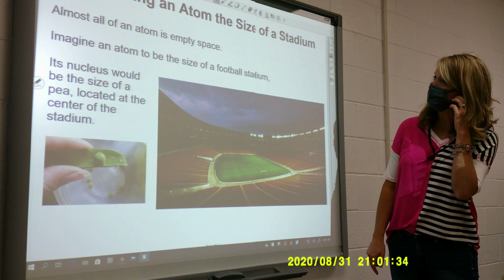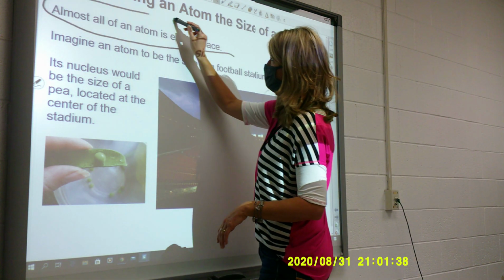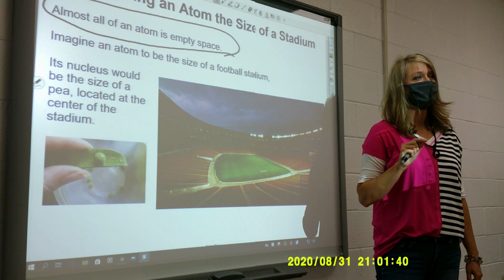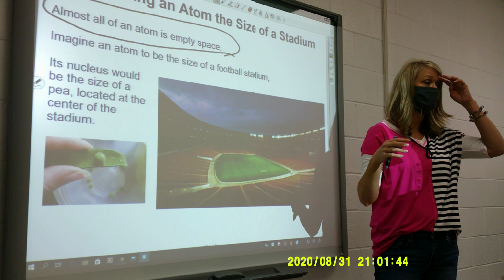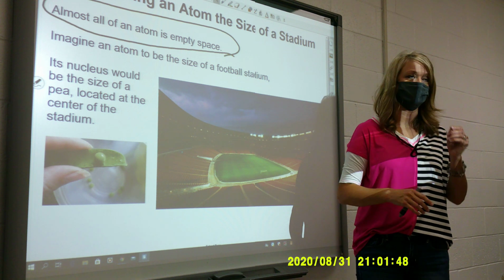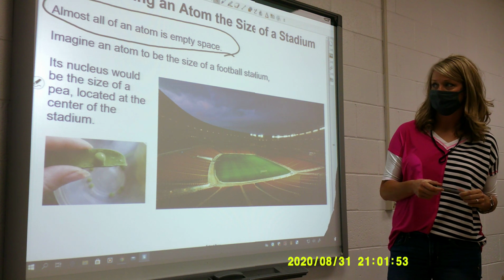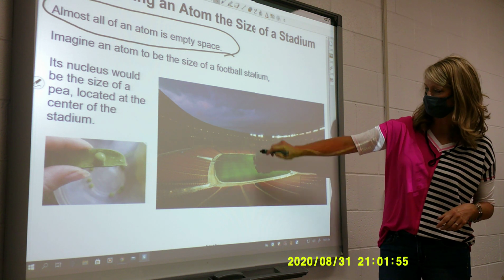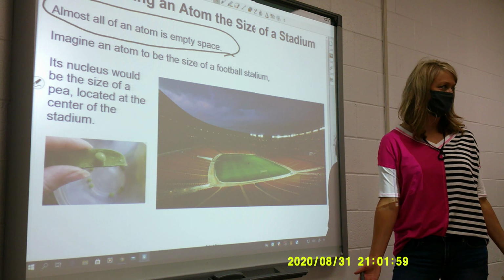Imagine an atom the size of a stadium. Almost all of an atom is empty space. Not air, but empty space, because air, even the air in this room, has mass. Empty space is not the same thing as air. Imagine an atom to be the size of a football stadium. Its nucleus would be a pea, so if we dropped a little green pea right there in the center, that's how you would have to draw that to scale.